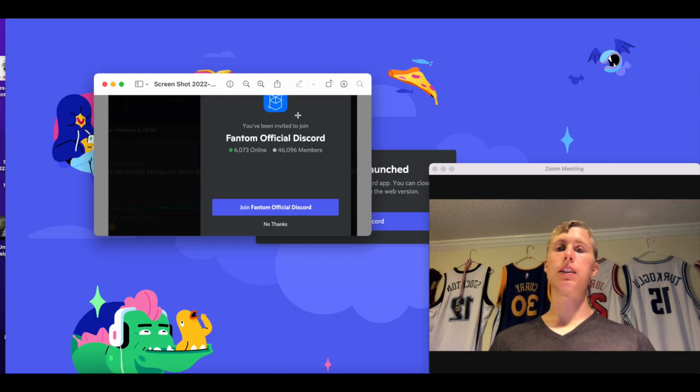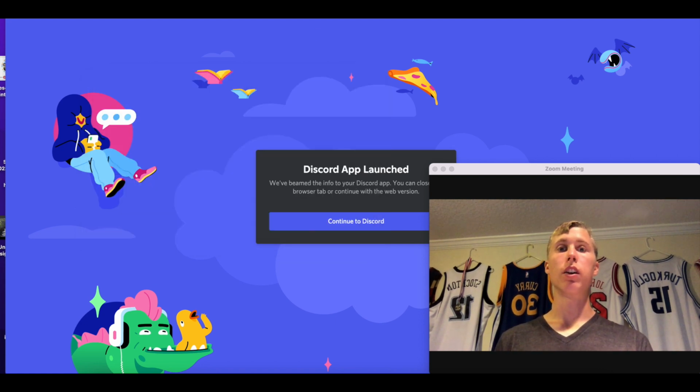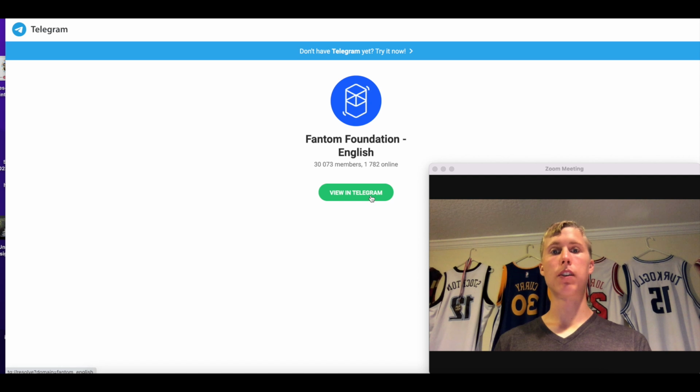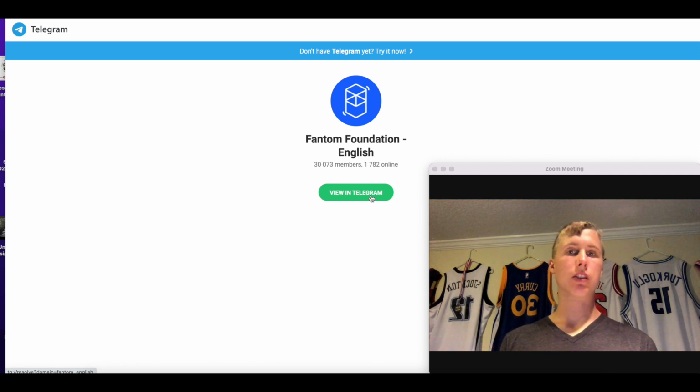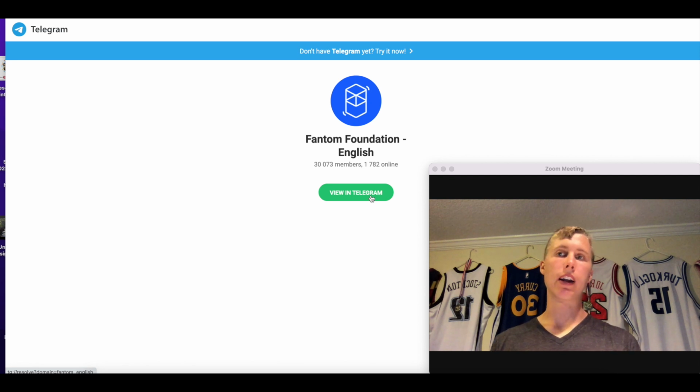As you can see here, this is the Phantom Discord. You can see they have 6,073 online out of 46,000 members. You can take a look at their Telegram as well. It's got about 1,782 out of 30,000. So the Telegram is sitting at around 6%, whereas the Discord is around 8 to 9%. That's really not that bad for a community like Phantom or a DeFi protocol, because most people don't really need to join those.